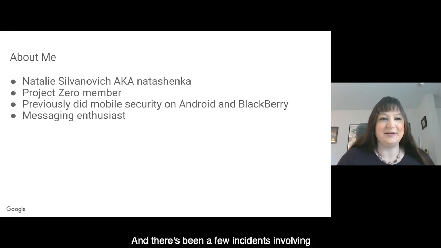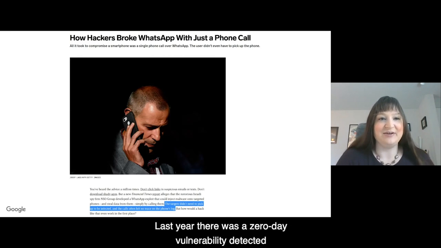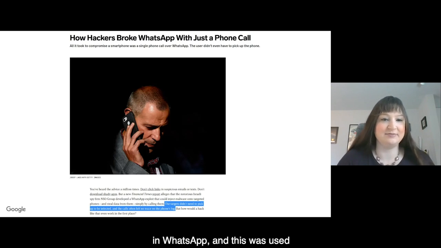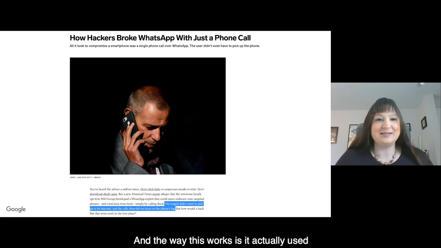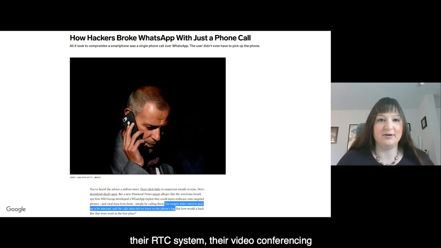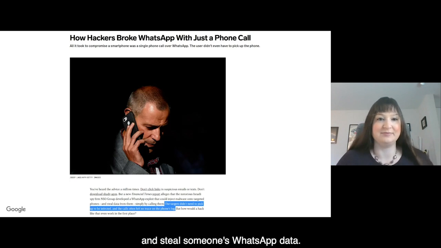And there's been a few incidents involving RTC software recently. Last year, there was a zero-day vulnerability detected in WhatsApp. And this was used by totalitarian governments to attack activists and academics and others. And the way this worked is it actually used their RTC system, their video conferencing, and the attacker would call WhatsApp and then start a peer-to-peer connection and use memory corruption in that connection to get code execution and steal someone's WhatsApp data.